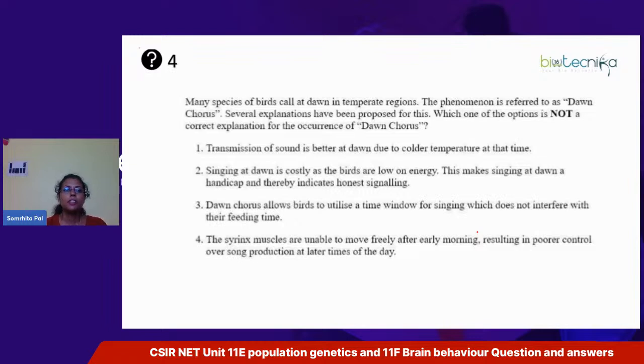So many species of birds call at dawn in temperate regions. The phenomenon is referred to as dawn chorus. Several explanations have been proposed for this. Which one of the options is not a correct explanation for the occurrence of dawn chorus? Everyone knows what is dawn and dusk.